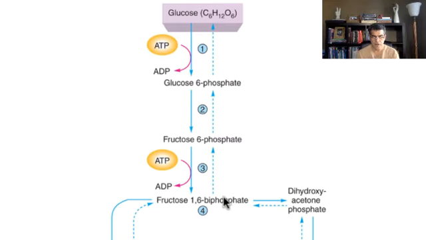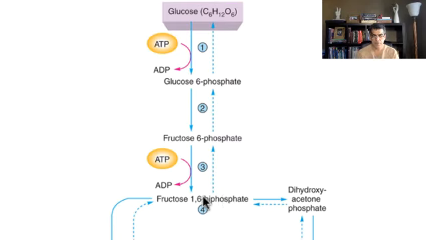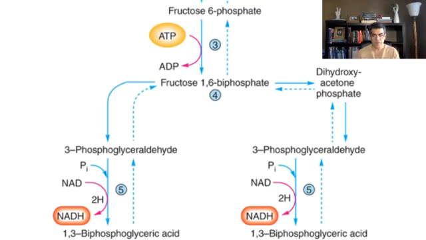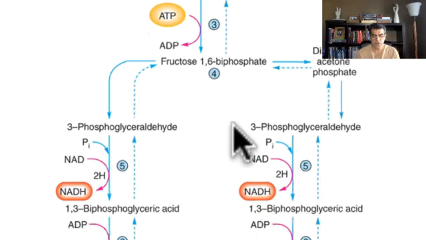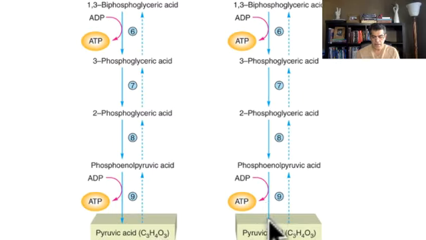The second important point that I want you to know is fructose 1,6 bisphosphate. First, it's going to break down to 2 phosphoglyceraldehyde. This phosphoglyceraldehyde is going to go and at the end create pyruvic acid.